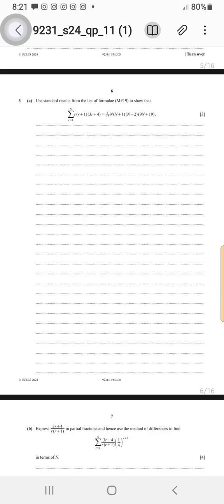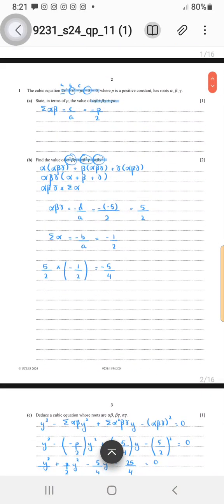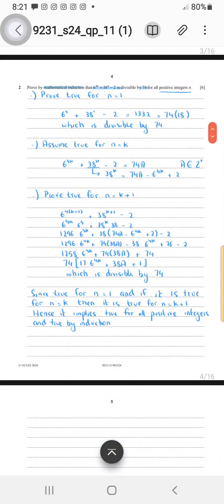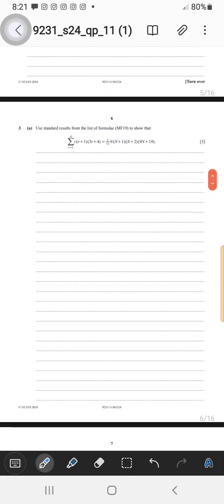In the recent two parts we had discussed two questions. The first question was from roots of polynomial equations and the second question was from proof by induction. And this third question is from summation of series. Okay. So the question is saying use standard results from the list of formula to show that.